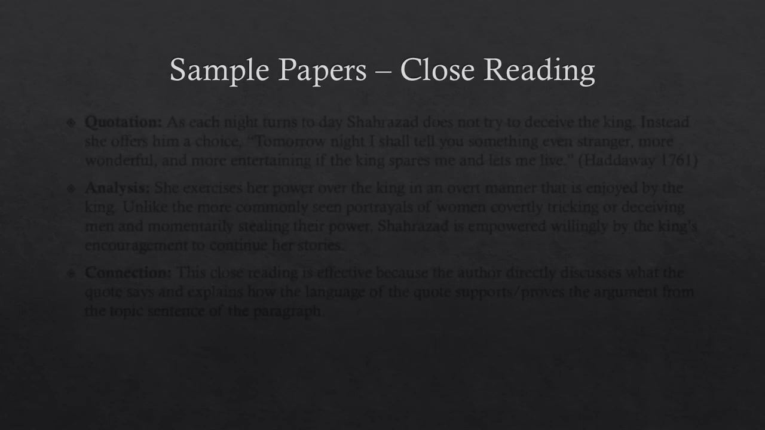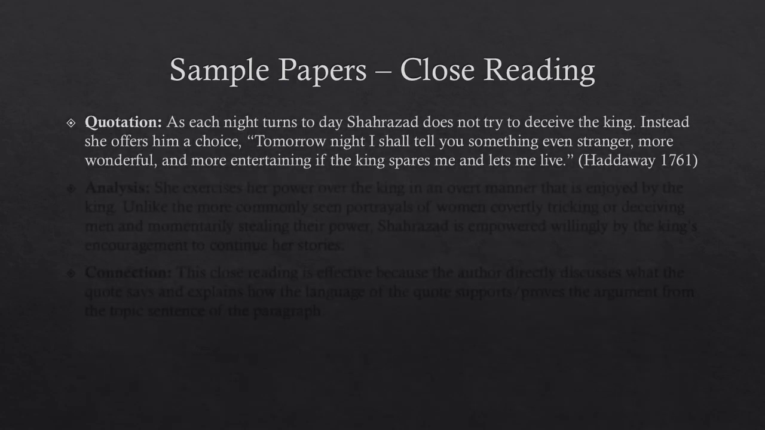So I'm going to read 2 sentences here from the student's paper that are later in that same paragraph. So they're about how Scheherazade shows power. And then I'll explain how they work. So the first sentence will be the quote. The second sentence will be the analysis of that quote. As each night turns to day, Scheherazade does not try to deceive the king. Instead, she offers him a choice. Tomorrow night, I shall tell you something even stranger, more wonderful, and more entertaining, if the king spares me and lets me live.